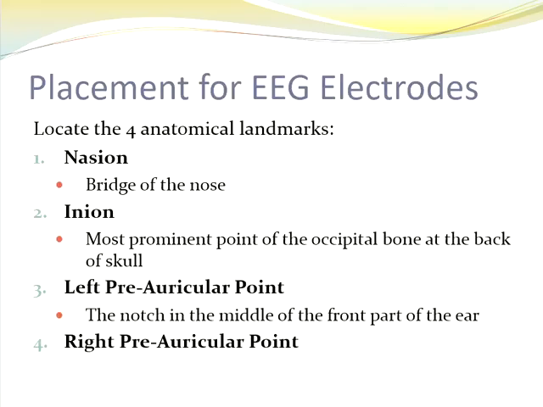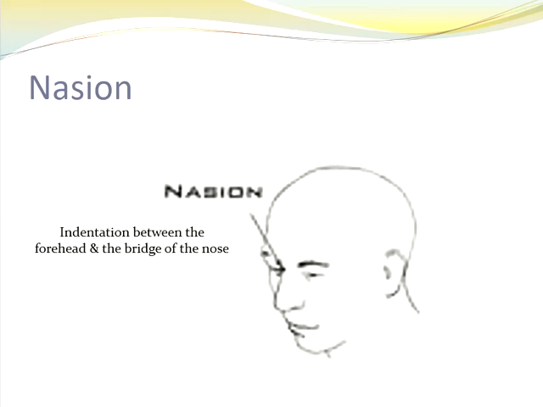So how we apply the electrodes is, remember, we utilize 4 anatomical landmarks. That's the first thing that you have to do when you're measuring for a head: find the anatomical landmarks that we utilize: the Nasion, the Inion, and the preauricular points. The Nasion is the bridge of the nose. It's the indentation between the forehead and the bridge of the nose. Typically, it's just between or just below where your eyebrows might come together, where your nose indents before it comes up to the forehead.